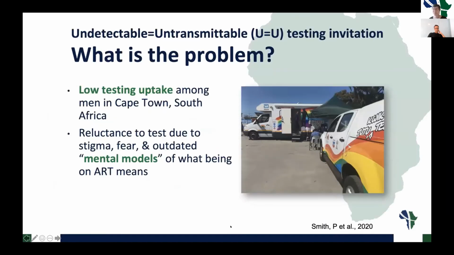A second example was led by one of our participants today, Philip Smith, at the Desmond Tutu Foundation. This goes back to some of the things we've just been talking about in breakout groups, like why people might not come in to test. We were really interested in working with Philip and his colleagues on the U equals U messaging, right?